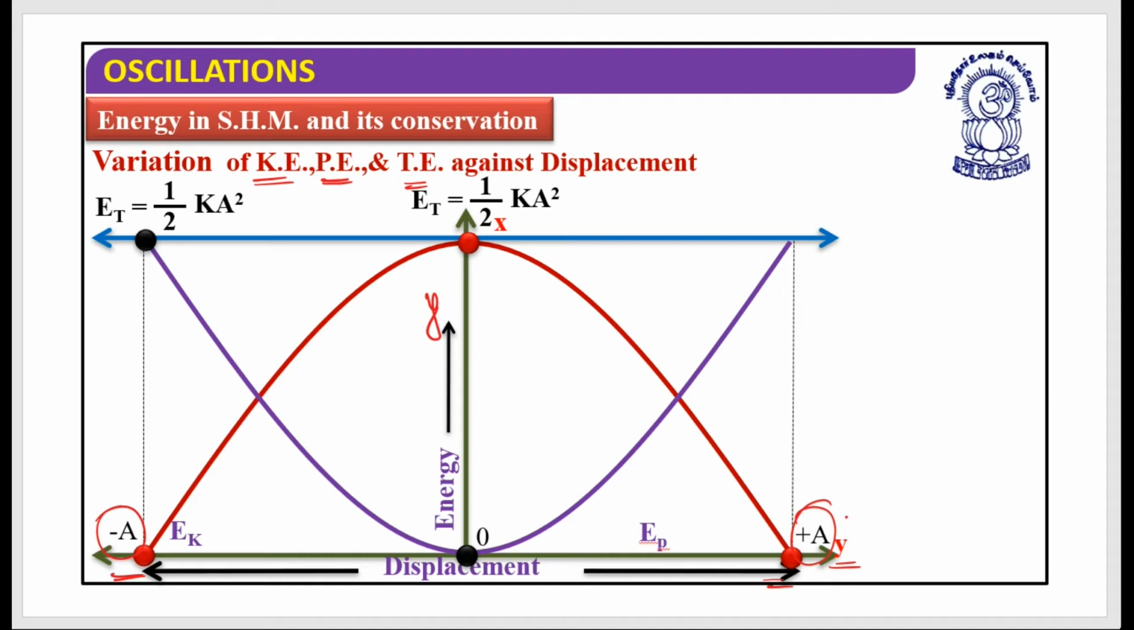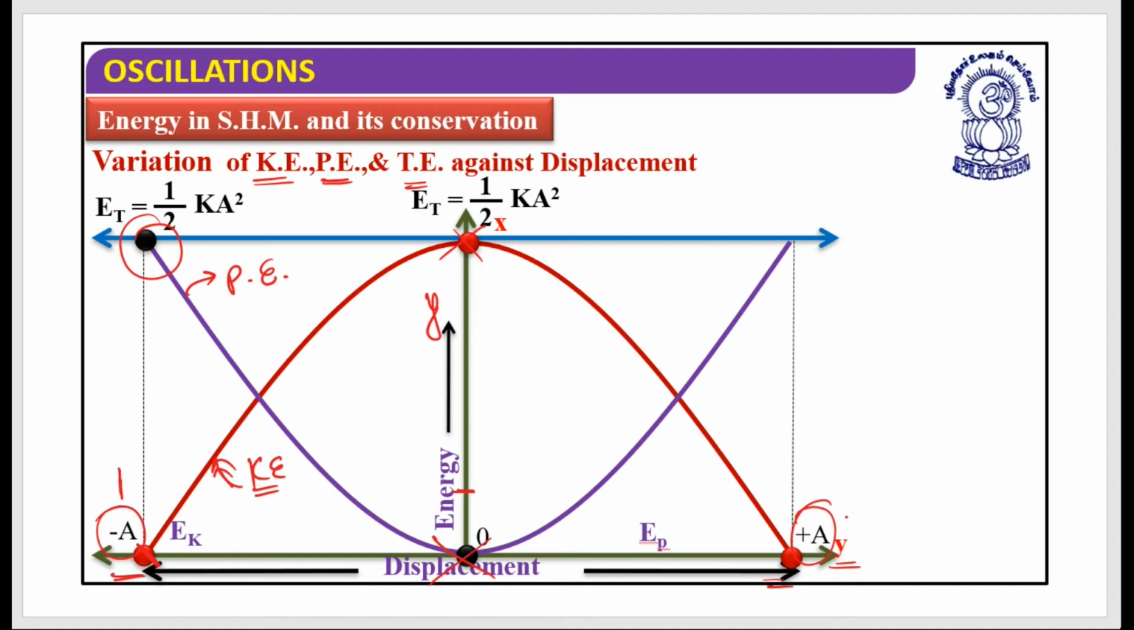So if this will be the zero, it starts beginning from here, and at the extreme position potential energy would be maximum. So this is representing potential energy and this is representing kinetic energy. As soon as you switch from minus a to 0, that means from extreme position to mean position, your potential energy keeps on decreasing, and at mean position your potential energy will be minimum, while that of kinetic energy will be maximum. I hope this is clear.